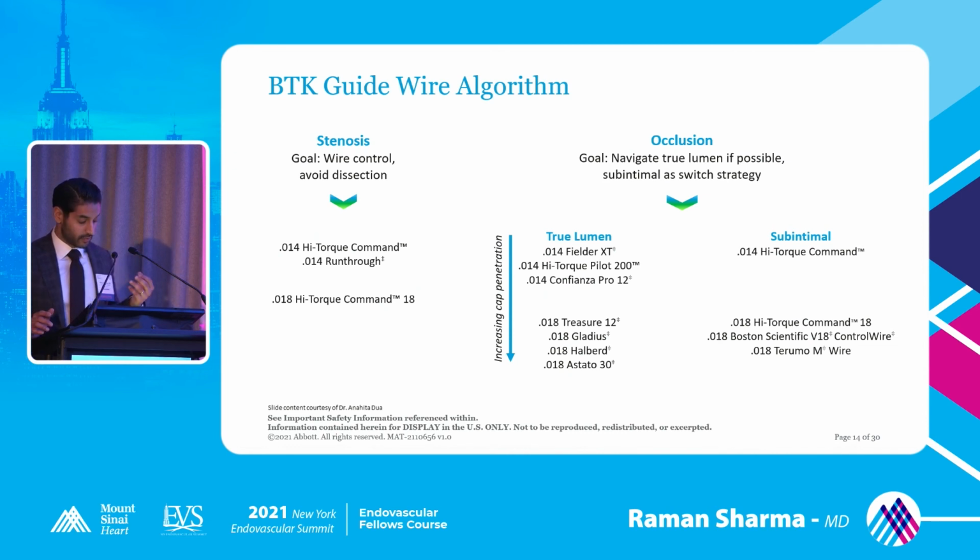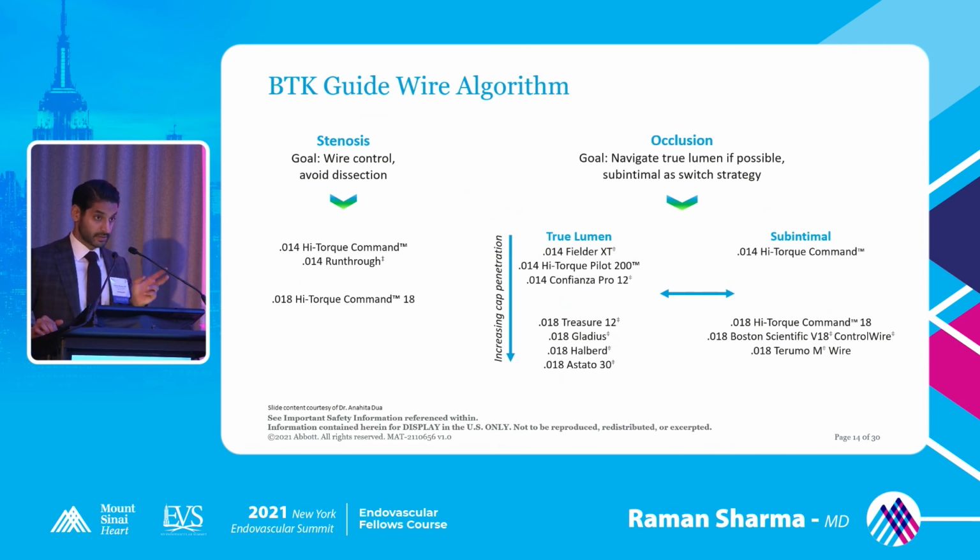So if you don't see anything, use wires that have a higher tip load, wires that have a stronger body, and then switch to a different technique, not trying to find the small microchannel, but going for a penetrating drilling technique with your Confianza, Astato, and all those things as well. And then if you want to go subintimally, again, going with your hydrophilic wires, create a small dissection flap and take that all the way down.